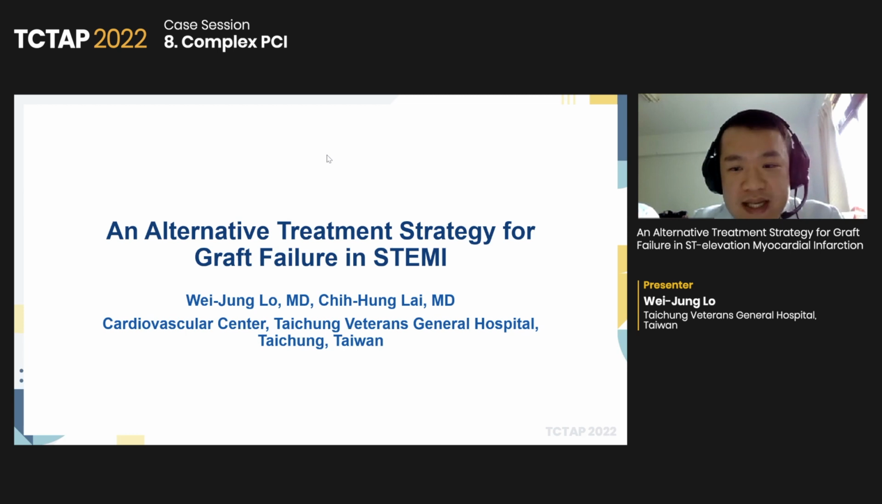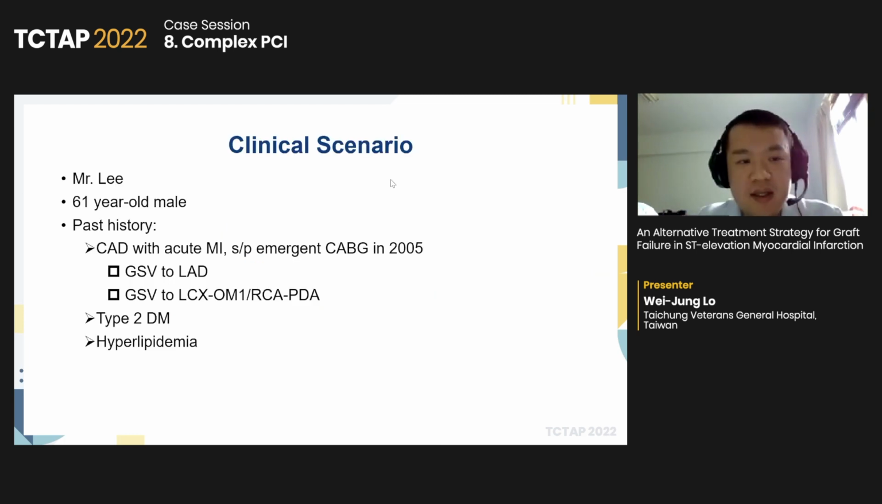I'm going to present a case of an alternative treatment strategy for graft failure in STEMI. This is a 61-year-old male, and he has a past history of triple vessel coronary artery disease. He received CABG, which was a graft to LAD and a graft to OM and PDA in 2005. He also had type 2 DM and hyperlipidemia.